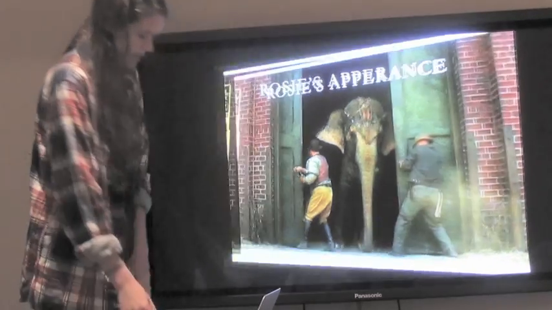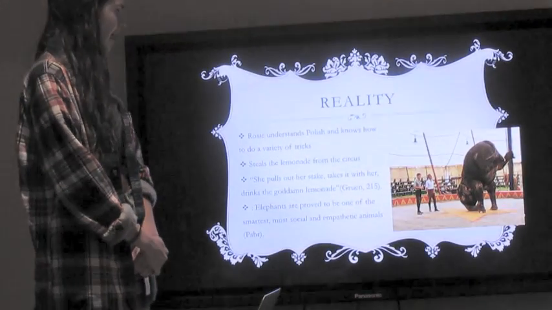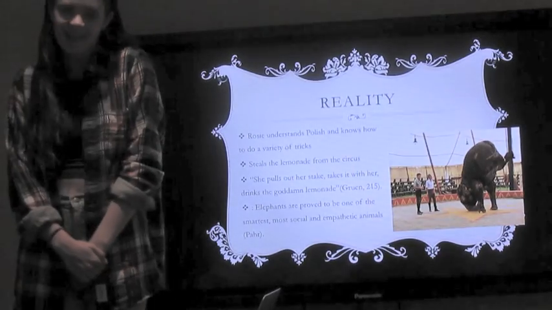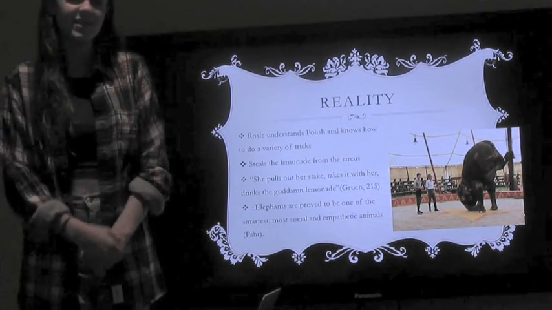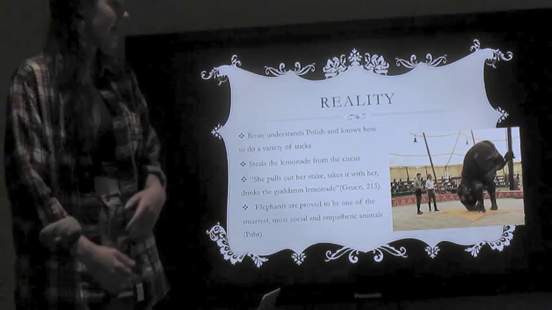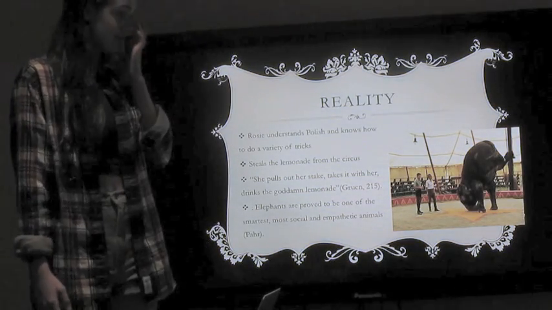But in reality, we see that Rosie actually doesn't understand English. She only understands Polish. But luckily, Jacob is Polish and speaks Polish, and they get Rosie to do all kinds of amazing tricks.